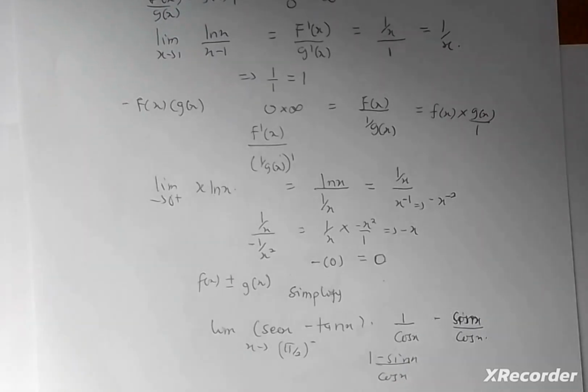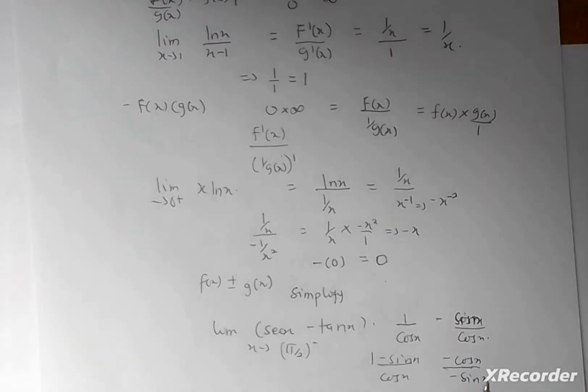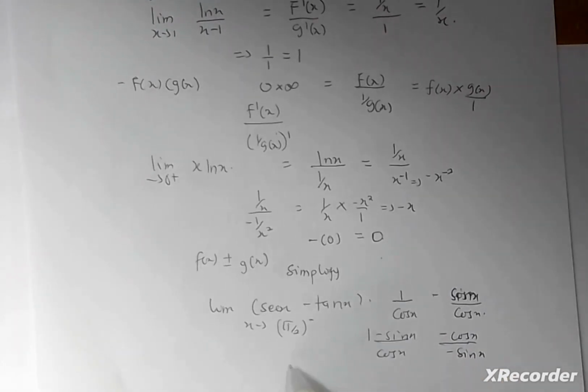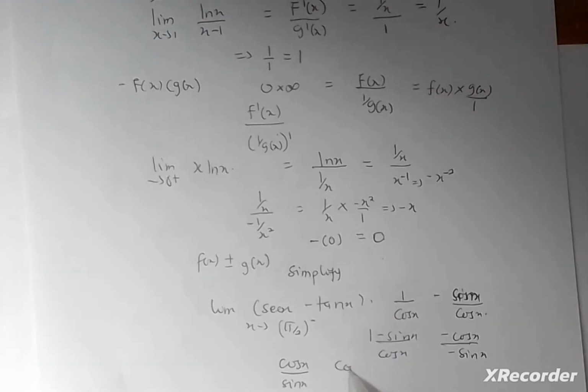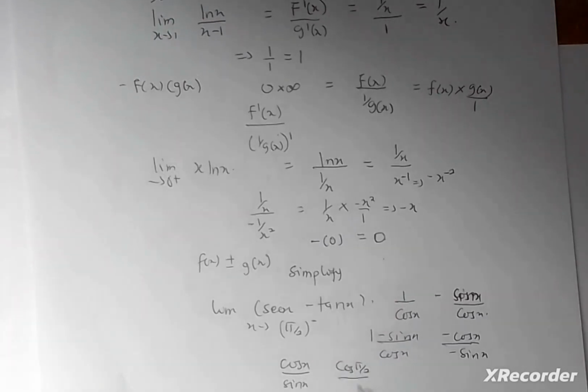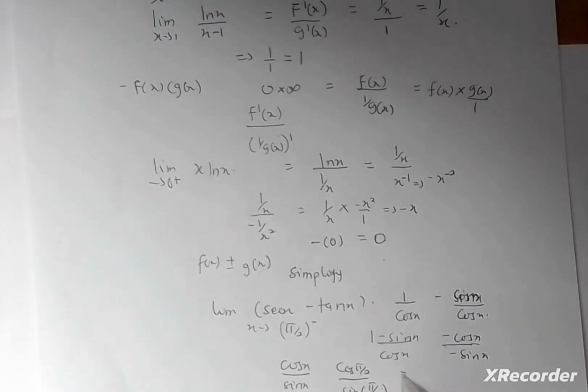Then I differentiate the top, I differentiate the bottom. When I differentiate the top, I'm going to get negative cos x. When I differentiate cos x, I'm going to get negative sin x. The negative and the negative will vanish. I'm going to get cos x over sin x. I apply my limit value, which is pi on 2, cos pi on 2, which gives us 0. Then sin pi on 2, which gives us 1. So 0 over 1, which is simply 0.